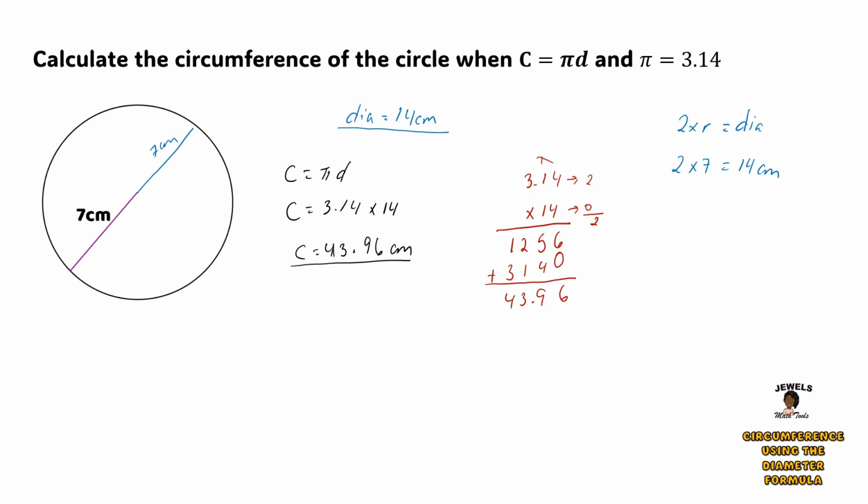Okay, so there you have it. We just calculated the circumference of our circle when we're using the diameter formula and we're given the radius.